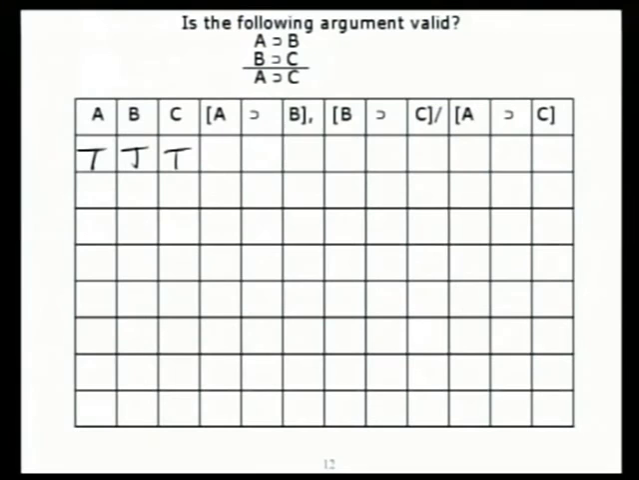Why do you only care about that line? Because the definition says that you only care about when the premises are true. Neither A nor B nor C is a premise. Still true though. Well, it is valid, but let's go look at this now. So true, true, true, true, false, false, false. You need to check all the lines where the premises are all true.